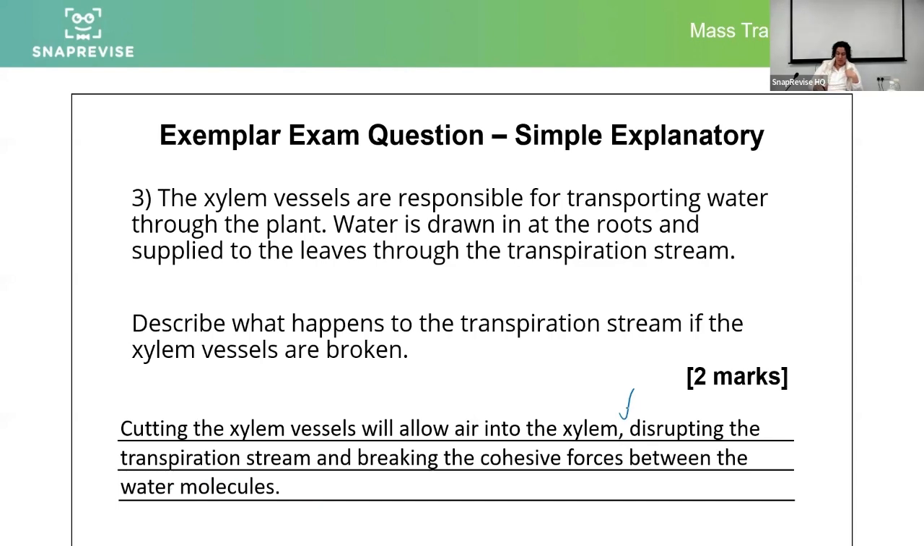One mark goes for saying what's going to happen to the xylem vessel: it's going to disrupt the transpiration stream. And the second mark goes for explaining what is going to happen to the cohesive forces between water molecules.